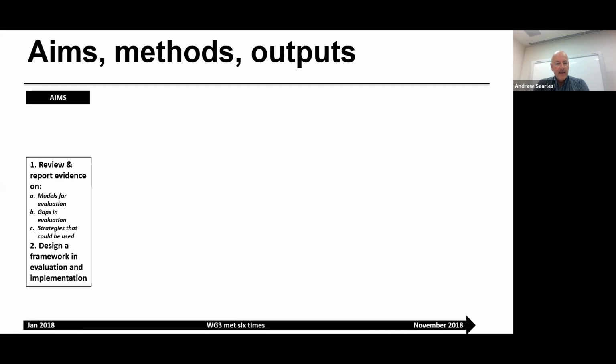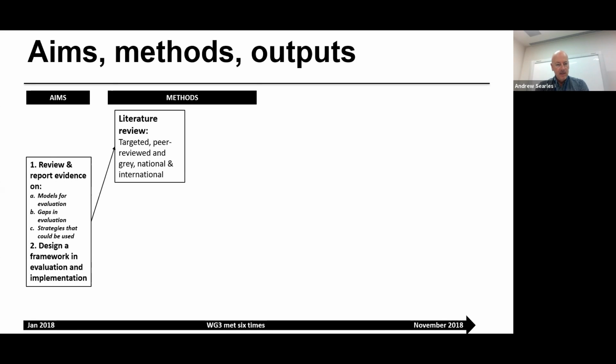The second aim we were asked to address was to come up with a framework that would improve evaluation and implementation in Australia. So the way that we did this was firstly to undertake a targeted literature review. As I mentioned earlier, this was a rapid translation project, so we had 12 months from start to finish. So we were doing the literature review at the same time as we were conducting consultations around the country. So we spoke with health services across Australia in each state and territory.